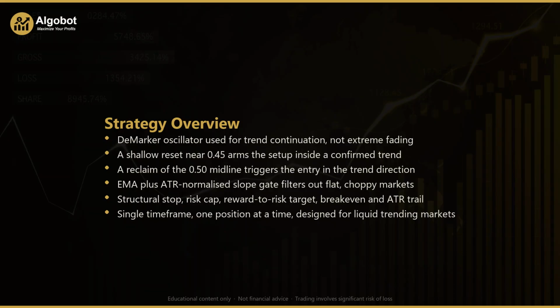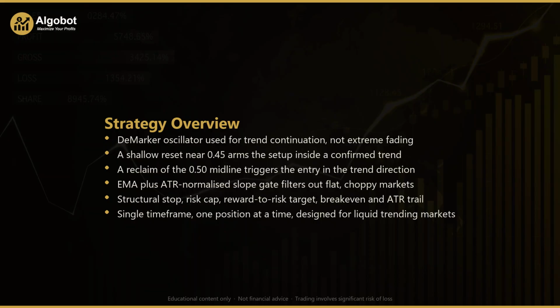DeMarker Pullback Continuation is a trend continuation system. The DeMarker oscillator is normally traded as a mean reversion tool. Traders buy when it sinks to an oversold reading around 0.30 and sell when it climbs to an overbought reading around 0.70. That approach works against the trend, and in a strong market it can get run over. This strategy deliberately flips that idea.